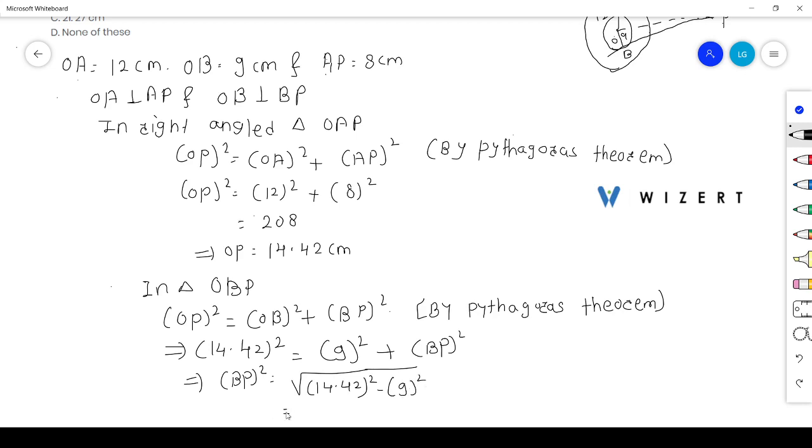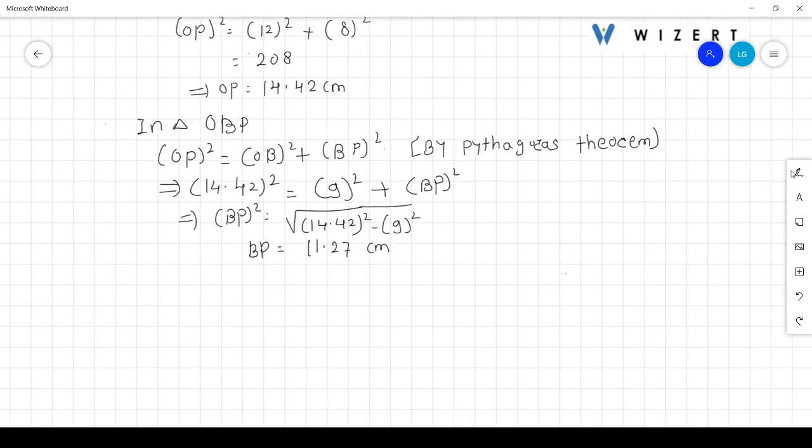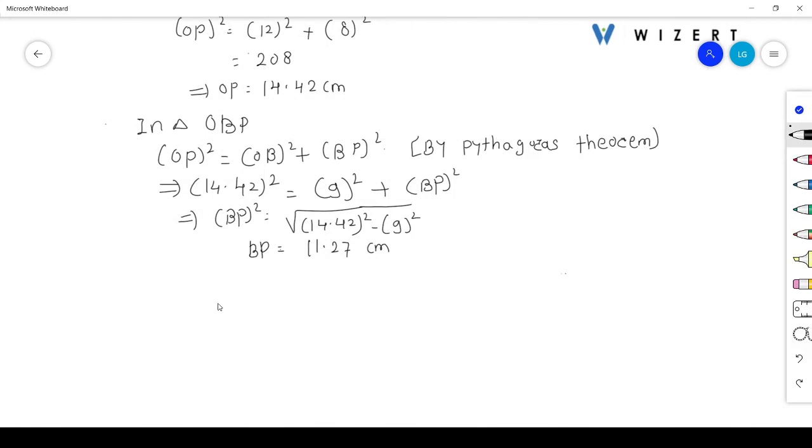So after solving this, we get BP equals 11.27 centimeters. So our correct option is option A. That is, the length of BP is 11.27 centimeters.